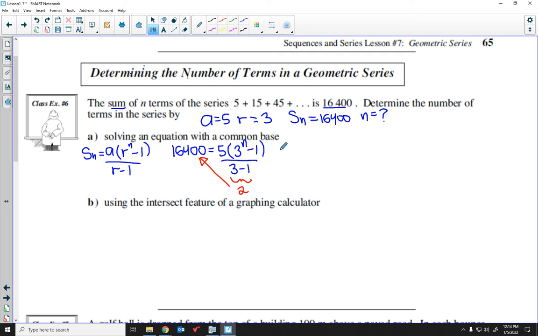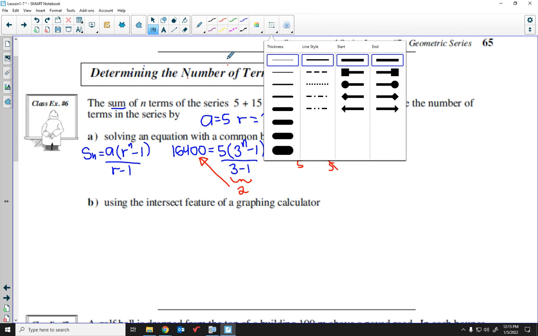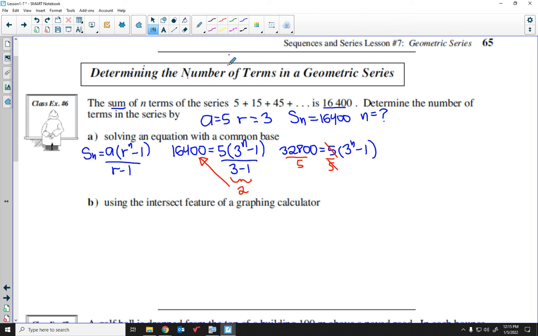Okay, so you have 32,800 is equal to 5 times 3 to the power of n minus 1. I also want to get rid of this 5 here. So I'm going to divide both sides of the equation by 5. They cancel off. And then 32,800 divided by 5 gives you 6,560. And then that would be equal to 3 to the power of n minus 1.